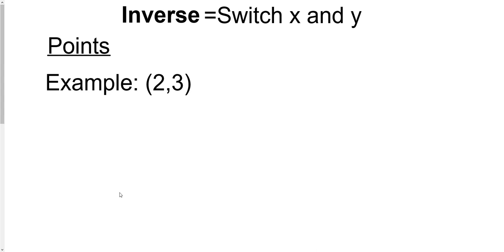So when it comes to points, I could give you a specific point like (2, 3) and ask you to tell me what the inverse is. By the definition, all you have to do is switch the x and the y value. So the inverse point would be (3, 2). Notice we're not changing any signs, we're just changing the order of the x and the y. And that's basically what an inverse is.